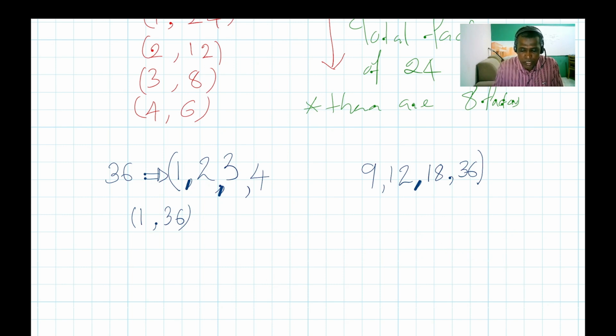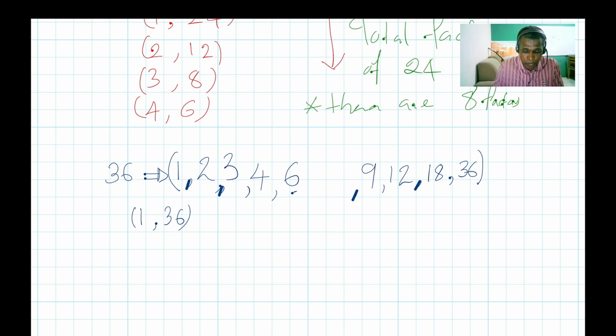Next, is it on 6 table? Yes, 6 times 6. So we are not writing the same number again here. Why? We already have included that 6. That means I won't write this one again.